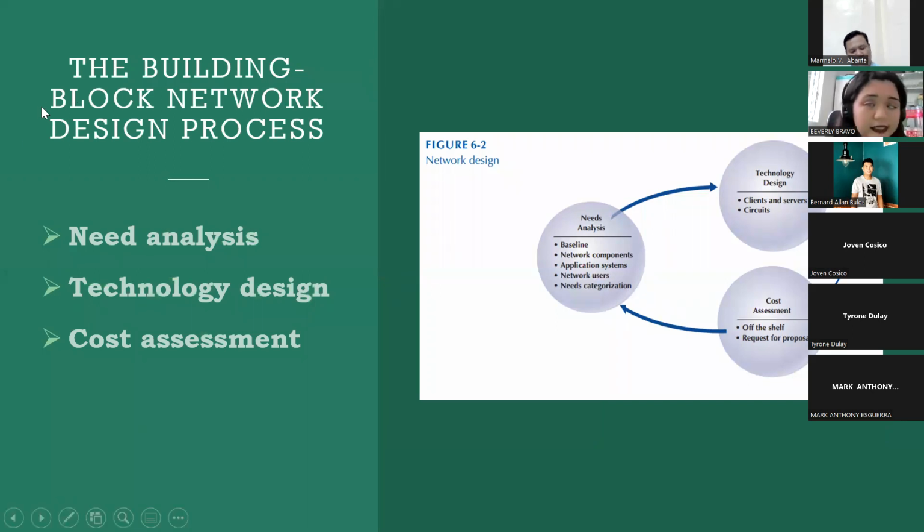So this is the approach that I've been talking about, the building block network design approach. Instead of how many processes did we have with the traditional? I think 5 or 6 stages. The building block network design approach simplifies this process into 3 main processes. We have the needs analysis, we have the technology design, and we have the cost assessment.